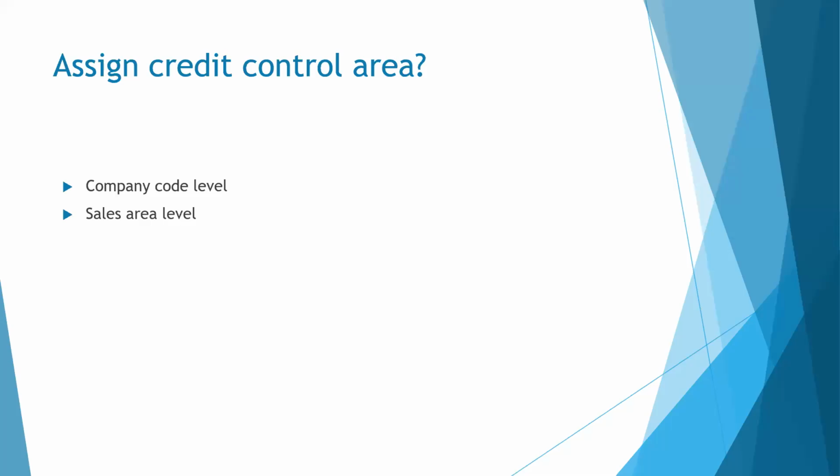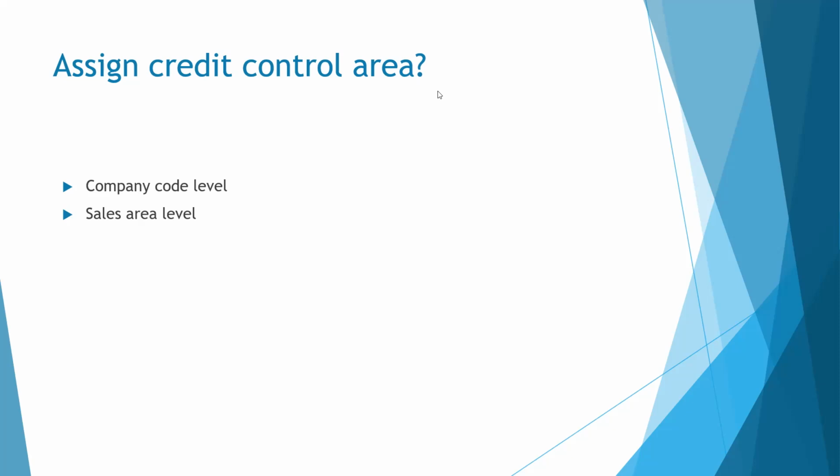This session talks about whatever credit control area you have defined, and where you are going to assign it. Basically, you can assign your credit control area at a company code level. That means whatever sales areas you defined, all sales areas falling under that particular company code will be applicable. Or you can individually restrict your credit control area sales area wise also. These are the two levels actually.